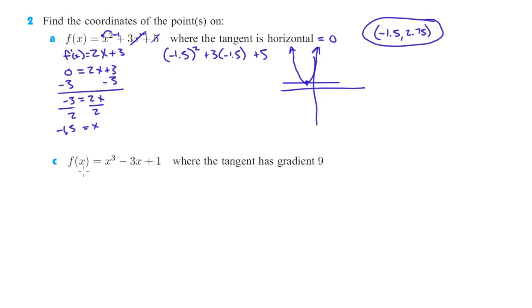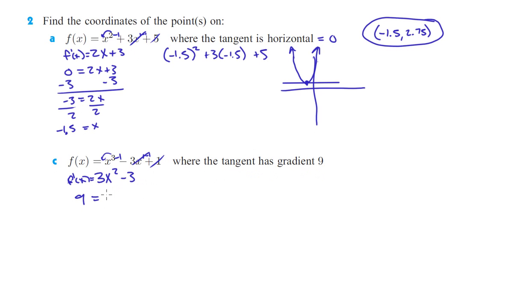Okay, C, same idea. So we know that the tangent has a slope of 9. So again, we hear slope of the tangent line, we know we've got to do the derivative. So that's going to give us 3x squared minus 3. That's gone. And the derivative of a constant is 0. So this is our derivative function. Right? Now it tells us right here that the tangent has to have a slope of 9. So this over here, our slope, is going to equal 9.